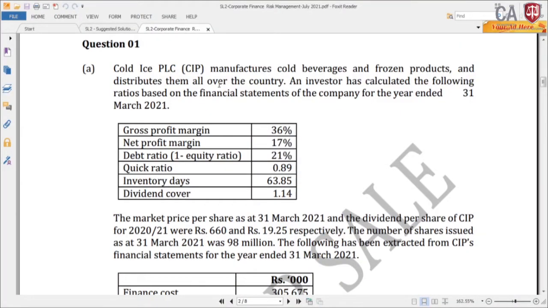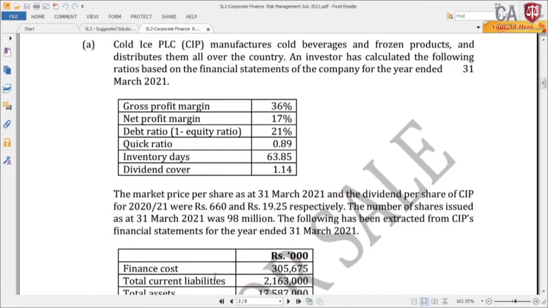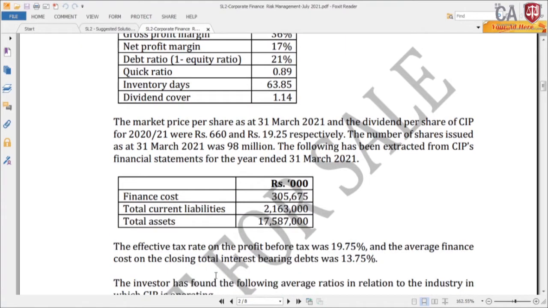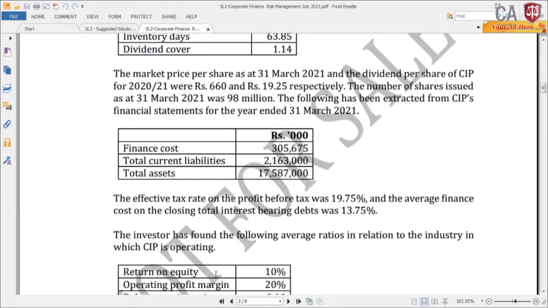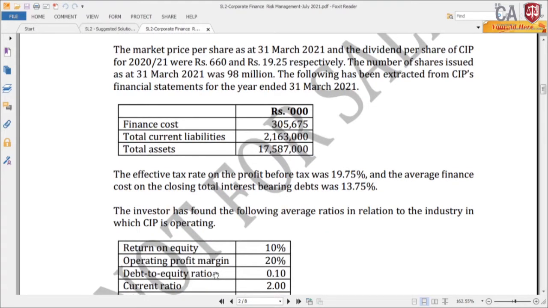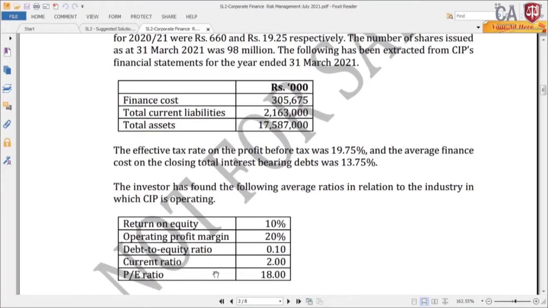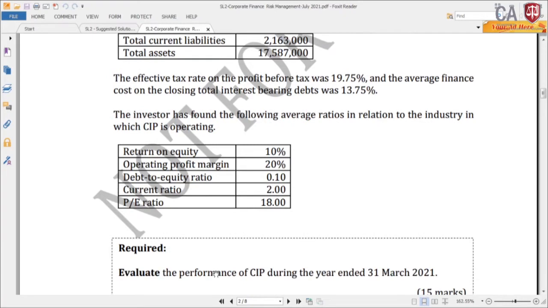So you could see it's about a company called Cold Ice PLC, which manufactures cold beverages and frozen products, and they have given you the financial statements. Actually, not the financial statements, but the ratios on the financial statements as of 31st March 2021. A few ratios have been given. Then going down, the market price per share, dividend per share and number of shares are given, and there is some financial information they have extracted: finance costs, current liabilities, total assets, and the effective tax rate.